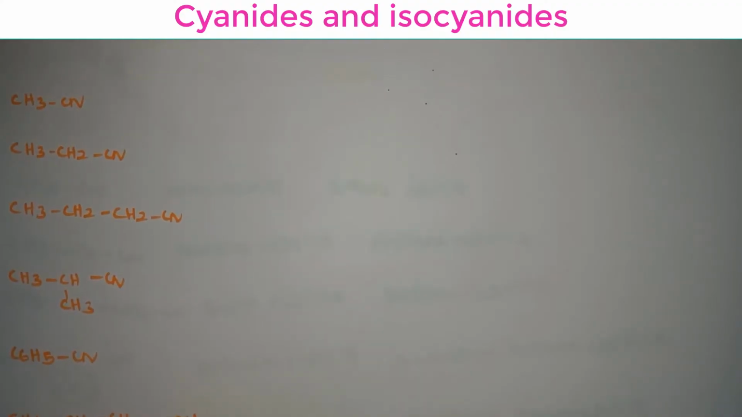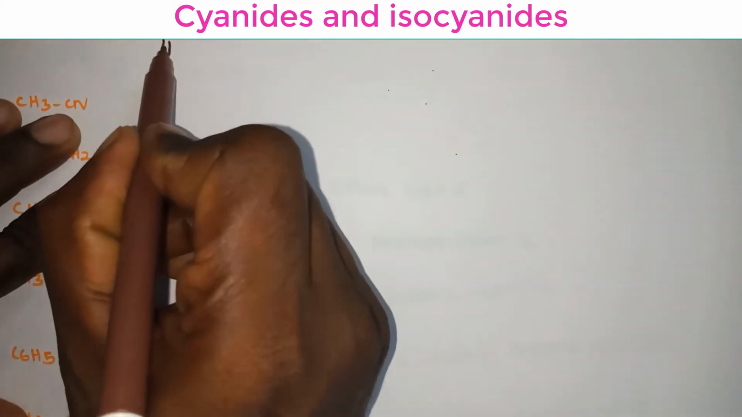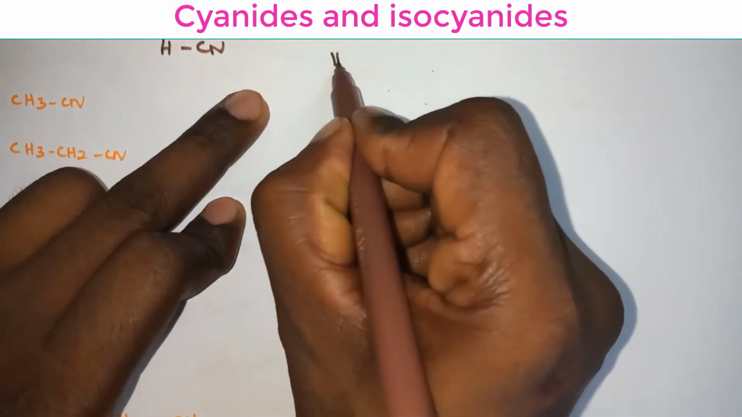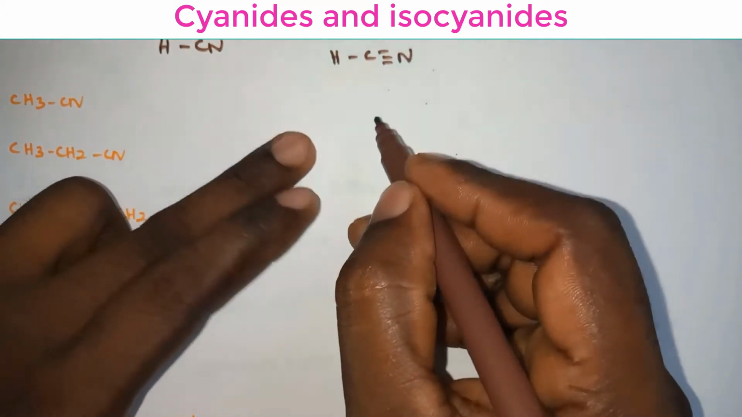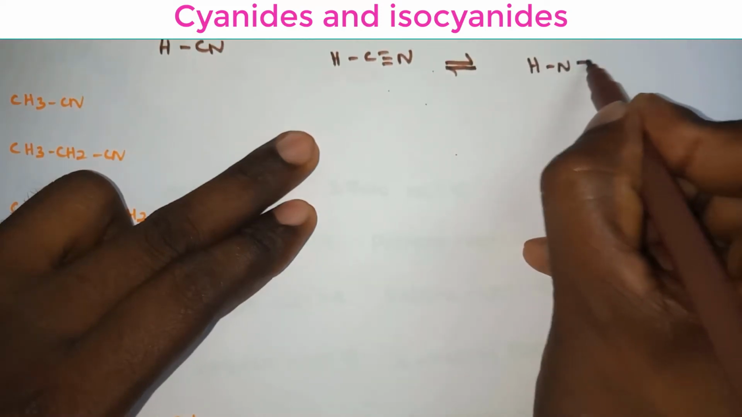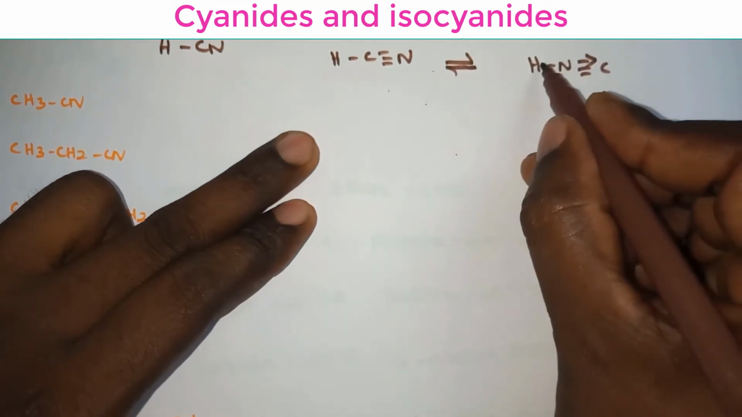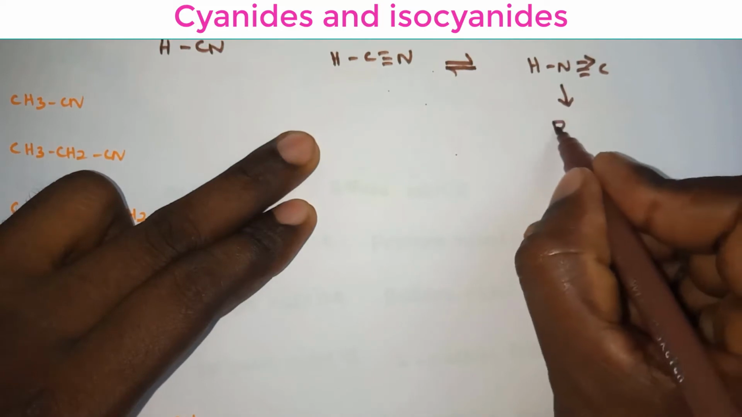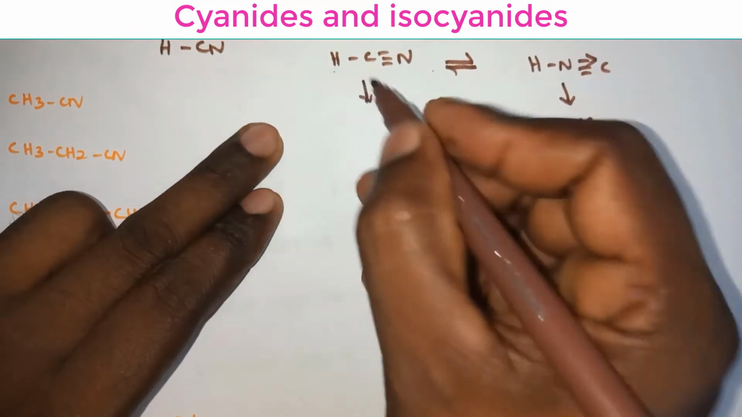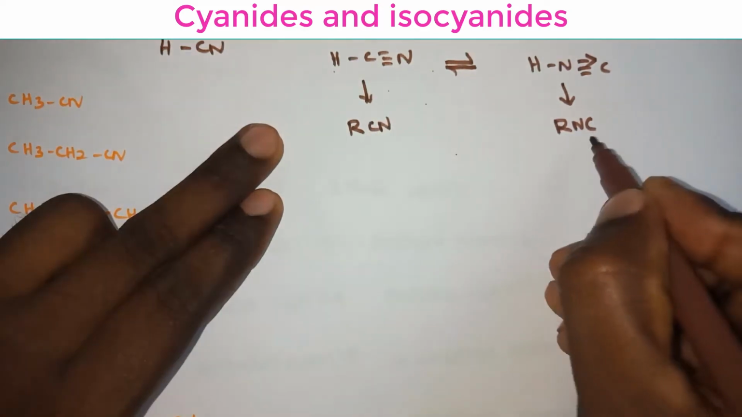Cyanides and isocyanides are derivatives of hydrogen cyanide. The molecular formula of hydrogen cyanide is HCN. This exists in two tautomeric forms. HC triple bond N is hydrogen cyanide. Another tautomeric form is HN triple bond C, which is isocyanide. In isocyanide, when hydrogen is replaced by an R group, we get RNC. This is isocyanide. In hydrogen cyanide, when hydrogen is replaced by R, we get RCN. This is cyanide.